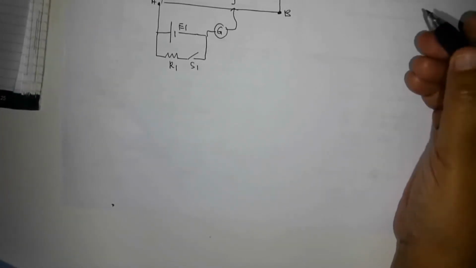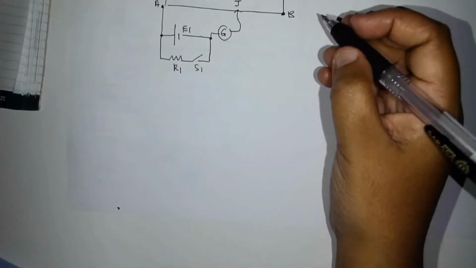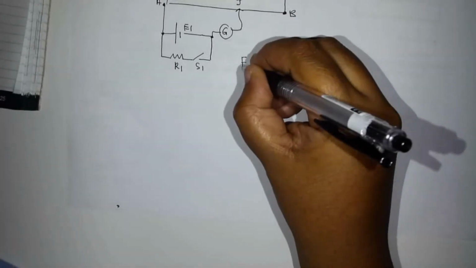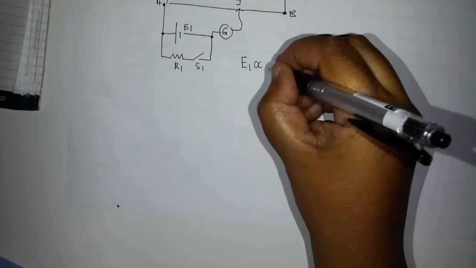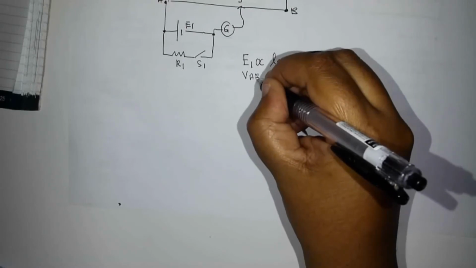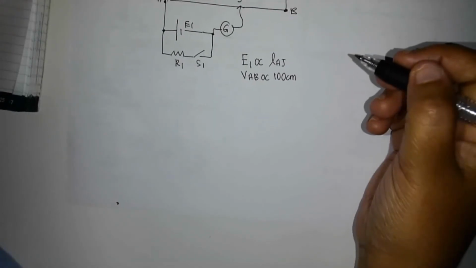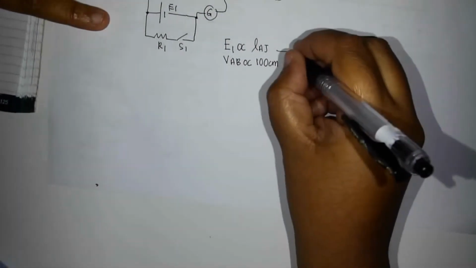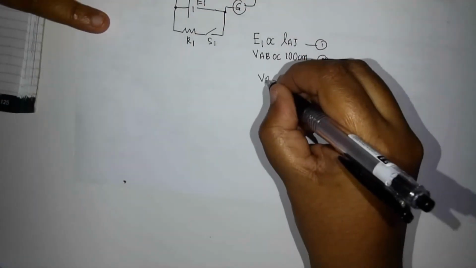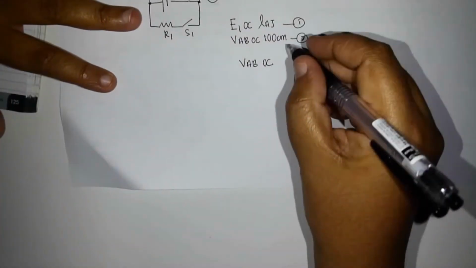Okay, let's do this together. Once this is on, the reading of the voltage of the potentiometer will give you the reading of those EMF. So E1 is directly proportional to length AJ, and VAB is directly proportional to 100 cm. This is number 1, this is number 2. Then we use a potential divider. VAB is directly proportional to the resistance, which is 10 ohm, so we put that 10 ohm.